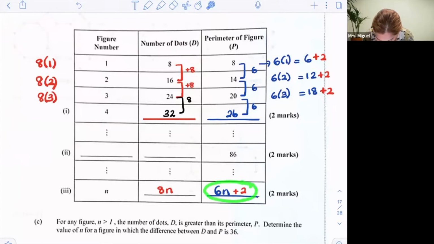This formula is equal to this number for this figure. So they're telling you when you multiply some number by 6 and you add 2, the answer is 86. You have to figure out what is the number. And this is where the mathematics comes in. So here's what.